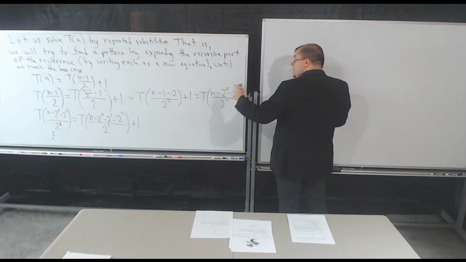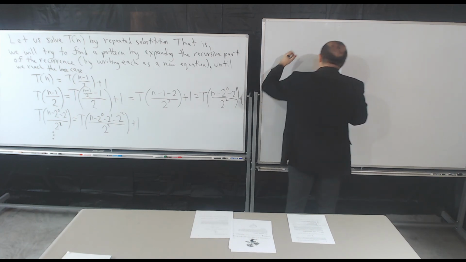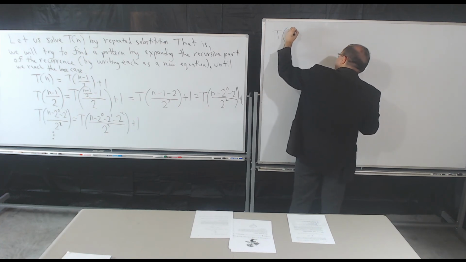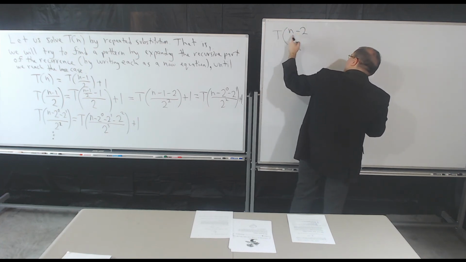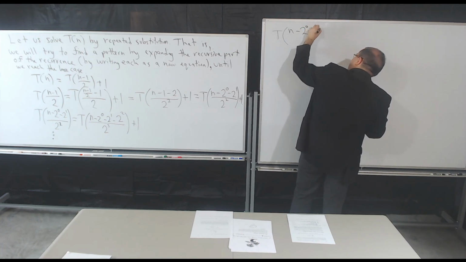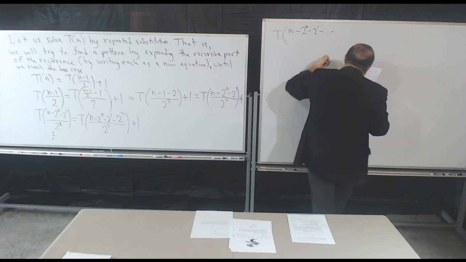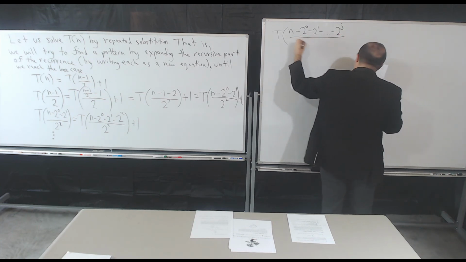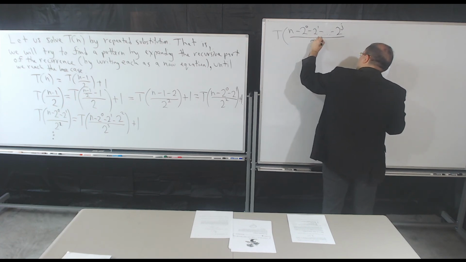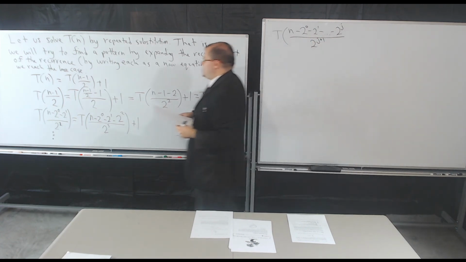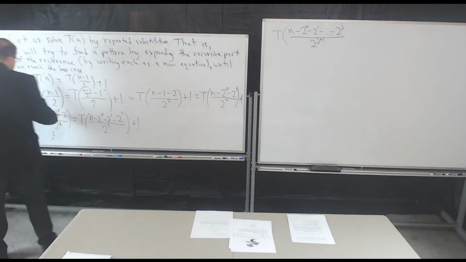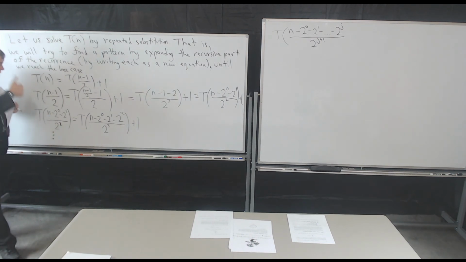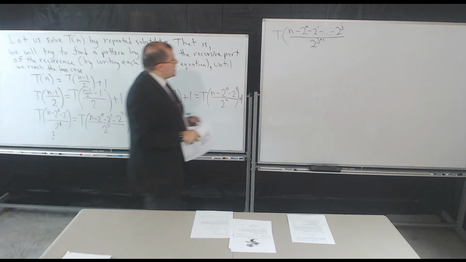So if I keep writing down these equations, I'll get a nice general form. Eventually I'll get a pattern where I can really see it. I'll end up with t of n minus 2 to the power of 0 minus 2 to the power 1 minus all the way until I get to 2 to the power of some j, over 2 to the power of j plus 1. Does everybody see that? Notice that every time, it always introduces another power of 2, and the power of 2 in the denominator always goes up by 1 higher. Do you see that?